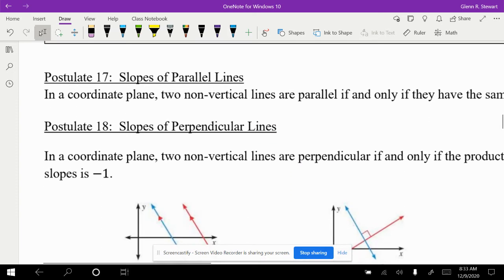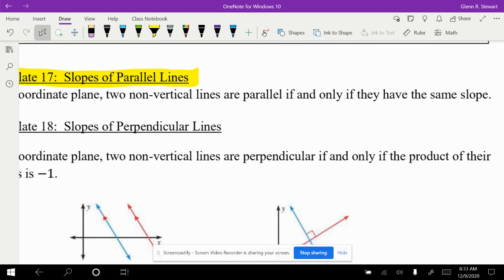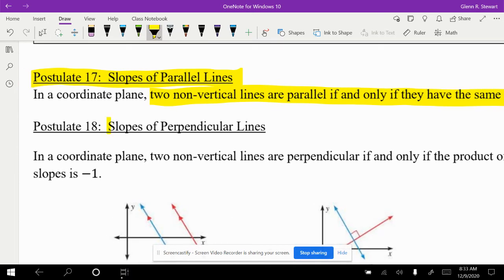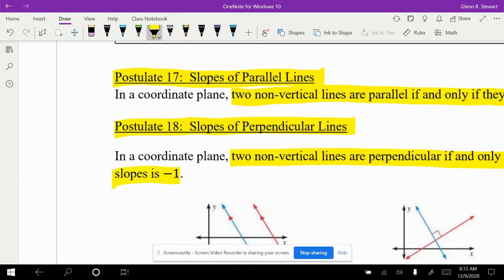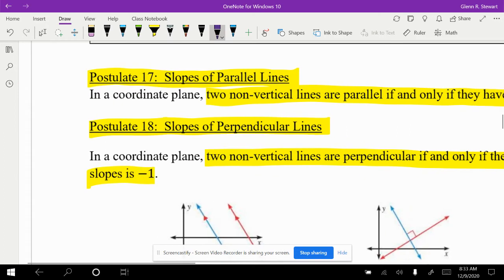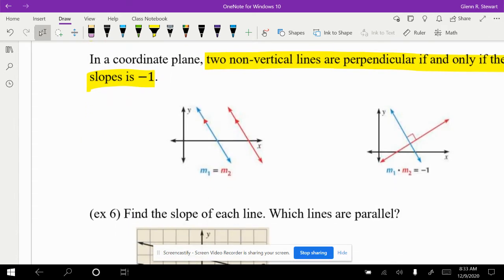Two new postulates, or kind of non-new postulates. Slope of parallel lines: two lines are parallel if and only if they have the same slope. Whereas slope of perpendicular lines: two lines are perpendicular if and only if the product of their slopes is -1. So that means if we took both slopes together and multiplied them, we get -1. You can also see that two lines are perpendicular if you find out that they have opposite reciprocal slopes. That's something as well that we can take a look at.